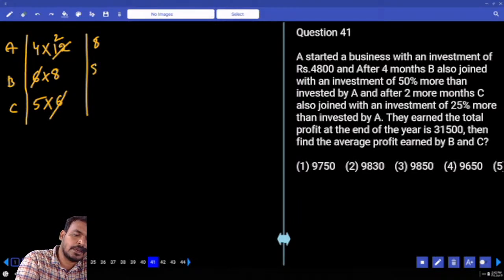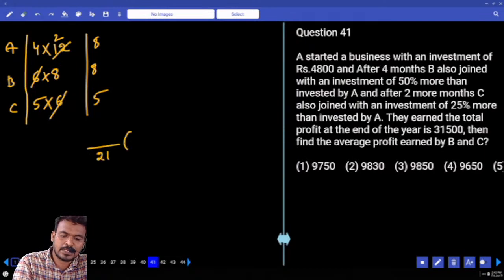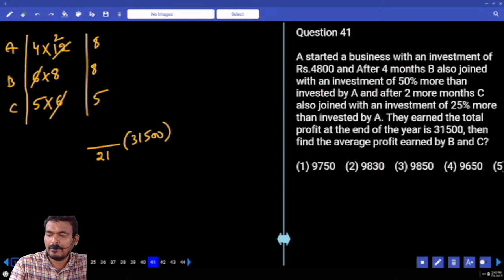8 is to 8 is to 5. Total how many parts? 21 parts. 21 parts value is given as how much? 31,500. We require the average of the sum of B and C. What is the sum of B and C?